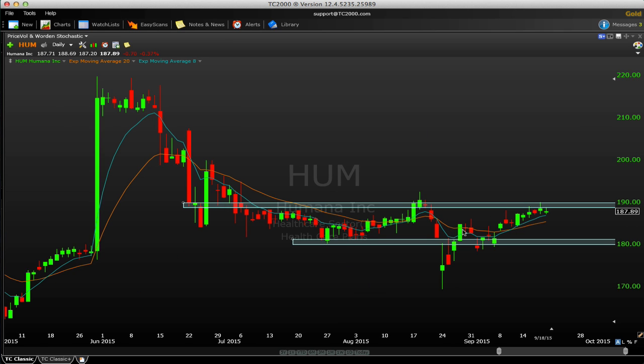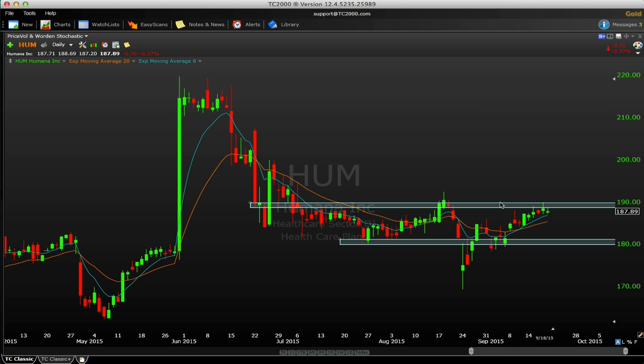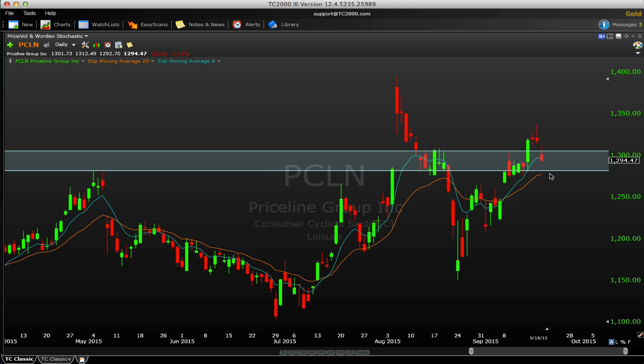Next is HUM, H-U-M. Look at a weekly chart again. You can see it traded off a little bit. Flat base, moving averages starting to curl over. It needs a close above 190 to really set this one in motion. You can see what we're looking at here on a daily time frame. Does look pretty constructive though. I'd look to see if that one can continue further.